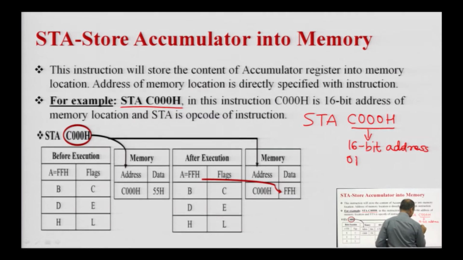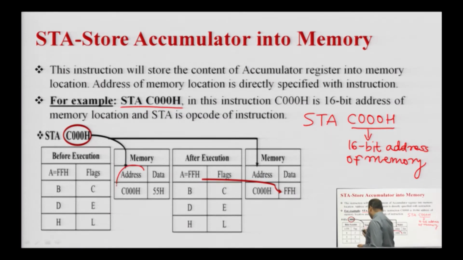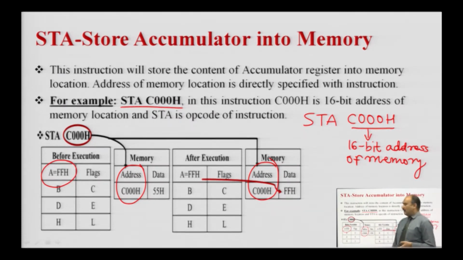This is the 16-bit address of memory which is specified with the instruction. So, C000H is the address of the memory. Before the execution of this instruction, the content of the accumulator is FFH. After the execution of the instruction STA C000H, the content of the memory location becomes FFH. So, previously the content of the memory location is 55H, and after the execution of this instruction the content becomes FFH. So, this is the meaning of this STA instruction.